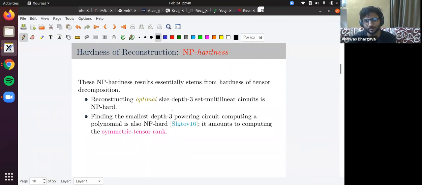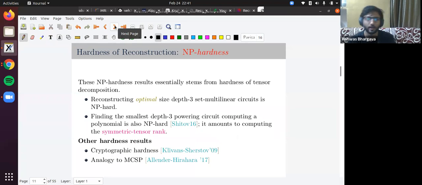Let me give a slight definition of what a depth 3 powering circuit is, because it will be relevant later in the talk. I'll be denoting them by power sum, and they essentially compute polynomials which look like this: L1 to the D plus L2 to the D, up to Ls to the D. So it's sums of powers of linear functions. Again, finding the optimal decomposition of a polynomial like this is also NP hard due to the result by Shitov.